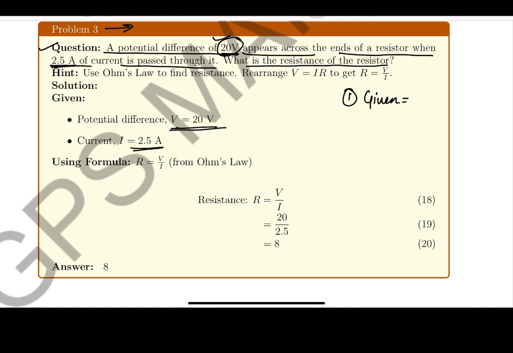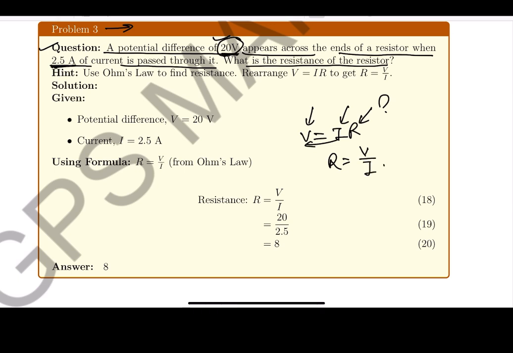What is the resistance? So what are they asking? V is given, I is given. They are asking us R. So we have something called Ohm's law, and according to Ohm's law, V is equal to IR. V is given, I is given, we need to find out R. So R will be equal to, I will go this side, it will become V by I. So look here, R is equal to V by I. We'll use this formula. V is 20, I is 2.5. If I divide, I'll get 8. What is 8? 8 is ohm. Sorry, I haven't written here. So 8 ohm. Okay, so resistance will be 8 ohm.